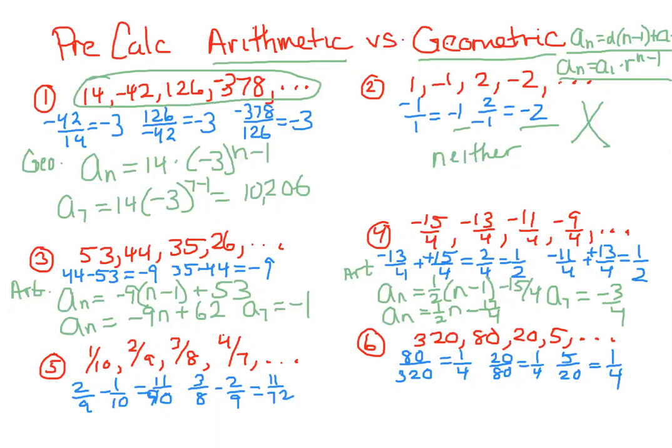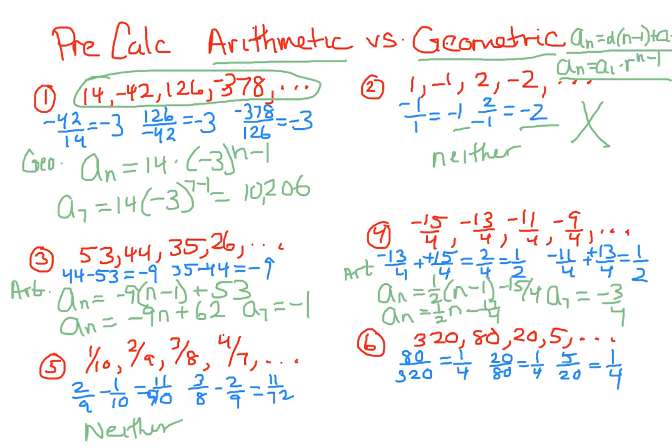Number 5, I tried doing subtraction. 2/9 minus 1/10, 3/8 minus 2/9. You do not get the same thing. Same with the other. This is a neither. And you can try these. I mean, I'm doing them by hand here. You can do it on your calculator.